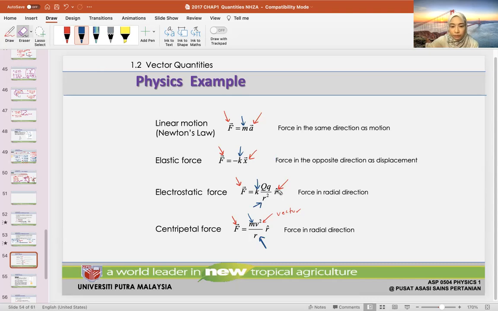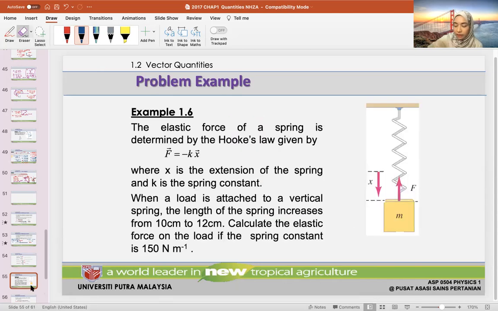Okay, so you don't have to be panicking about these equations. Kita akan belajar kemudian. Just know the takeaway from this slide: any vector that is multiplied with a scalar, you will get a vector. You don't have to panic about the equations yet. Okay, not yet. Belum belajar lagi. Okay, moving on to the next example.